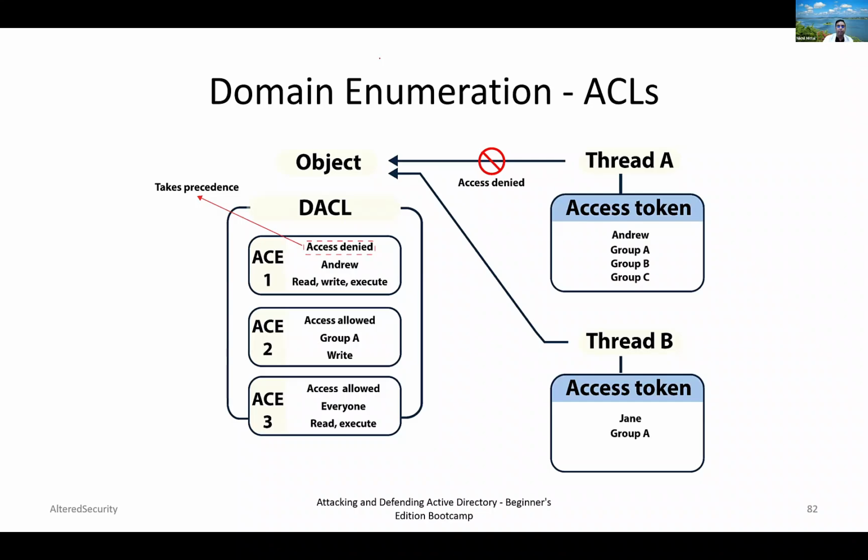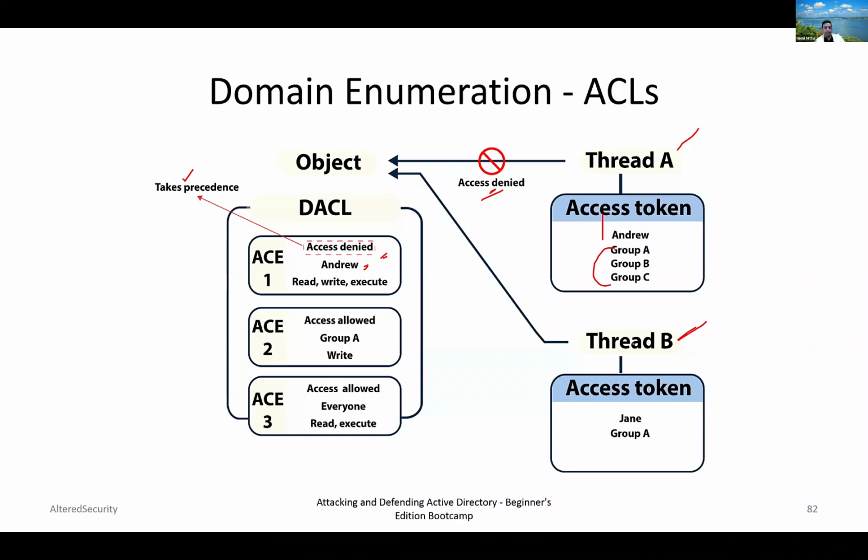For example, let's say there are two threads, thread A and B, and thread A wants to access an object. Thread A has an access token of a user Andrew, and Andrew is a member of three groups, group A, B, and C. So the access token would have privileges of the three groups as well. The thread presents that to the object, and the system starts checking the DACL. On the very first ACE, there is an explicit access denied for Andrew. Deny takes precedence, so thread A would have its access denied right away.